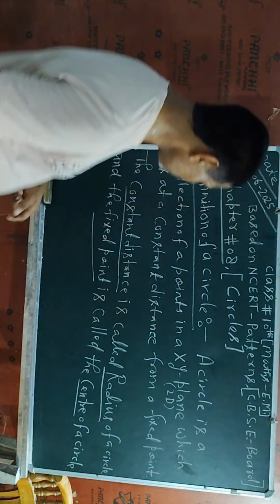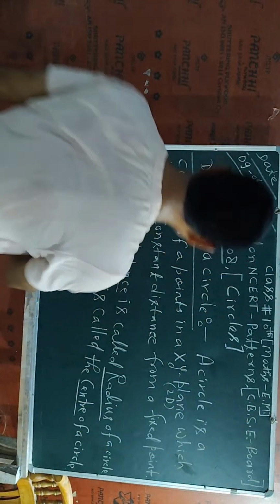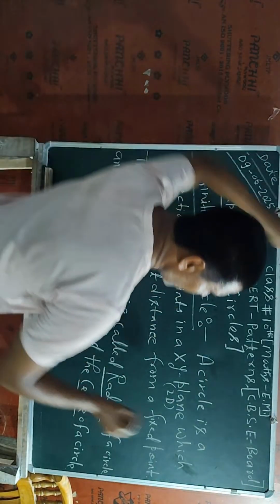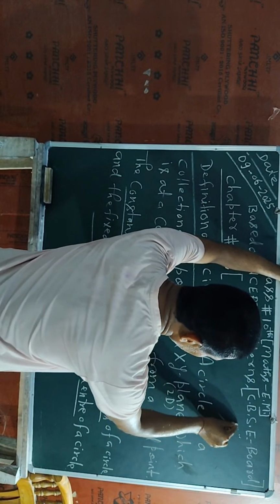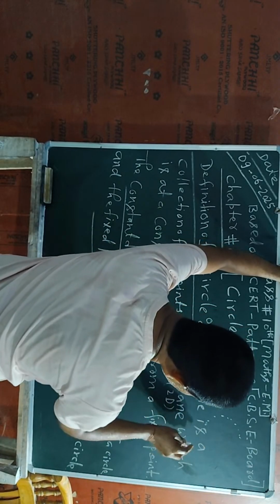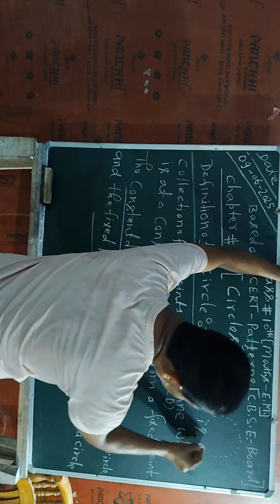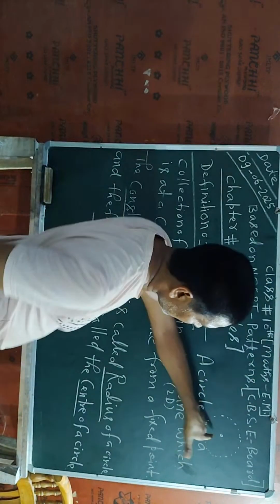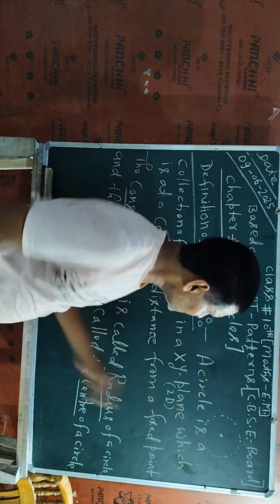In other words, I am going to explain it geometrically. Suppose this is the xy plane, this is the x-axis and this is the y-axis, and this blackboard is the xy plane. Now I am going to take a collection of all points. This is the collection of all points I am taking, and I am taking here a fixed point and a collection of all points in the xy plane.